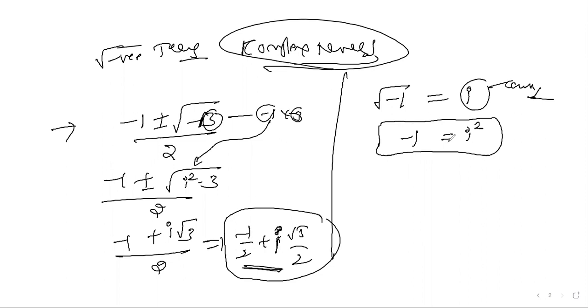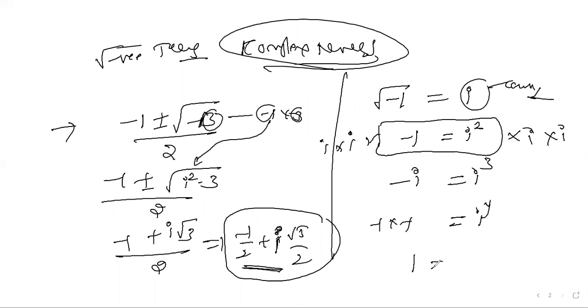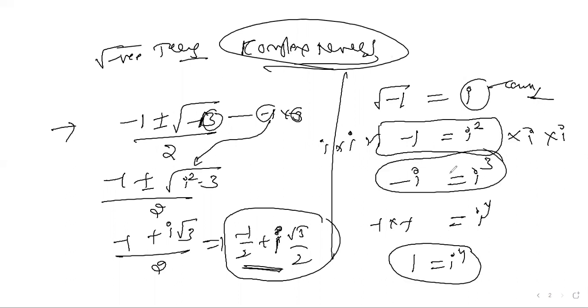Yes, sir. I'll try to extend it here. I multiply by I on both sides. What I'll get: I cube is equal to minus I. Next I multiply with I again: I square into I square, I power 4, is minus 1 into minus 1, which gives plus 1. So I power 4 is equal to 1, and I cube is equal to minus I.